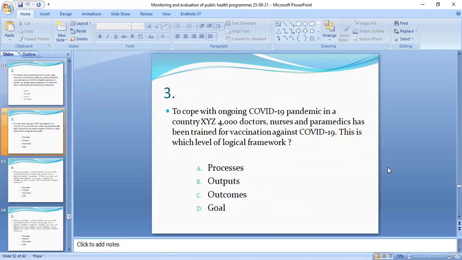The third MCQ: to cope with the ongoing COVID-19 pandemic in a country XYZ, 4,000 doctors, nurses, and paramedics have been trained for vaccination against COVID-19. This is which level of logical framework? A. Process. Outputs is the correct option because in output, the training of the staff has been accomplished and the staff is trained.